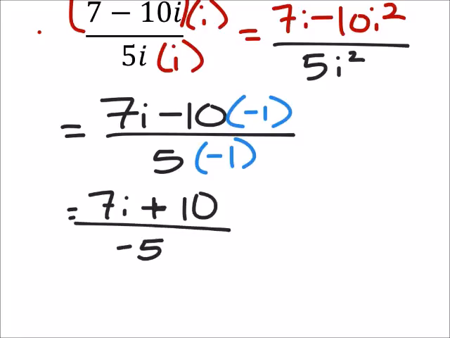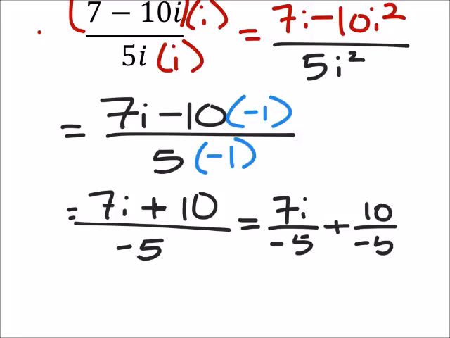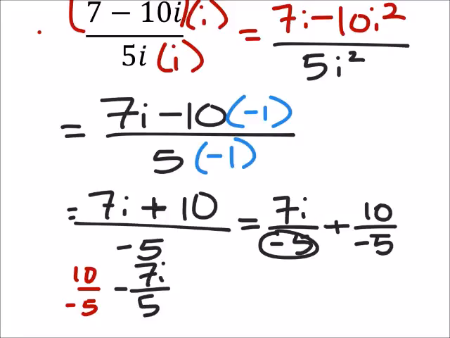Now since it does want this in the form a plus bi, I can split this up. So 7i over negative 5 plus 10 over negative 5. And I can rearrange this so that I have the 10 over negative 5 in the front, which is the a. And then I would end up subtracting this because this had a negative 5 in its denominator, and I make that 7i over 5 there.